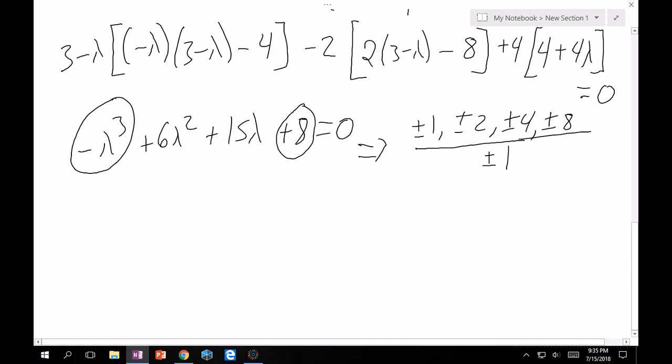And so feel free to try these to see what lambdas satisfy this. And to go ahead and save some time, I've already done that for you ahead of time. So the lambdas here that work are 8, and then minus 1 has a multiplicity of 2.